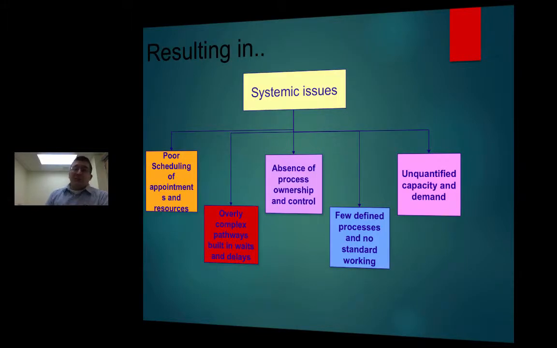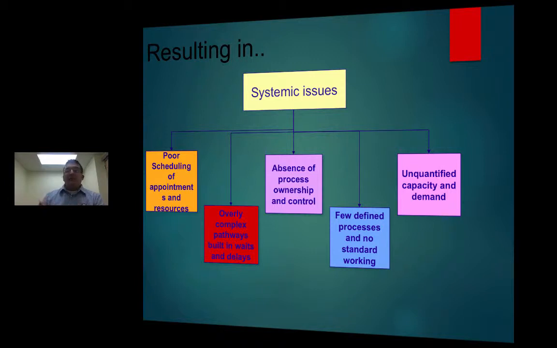This results in systemic issues. So when you don't control that variation, or at least look to limit it within the areas of your own processes that you can control, you begin to see systemic issues, like poor scheduling or appointment resources, or really complex pathways where you have delays built in, absence of process ownership and control, where you have some processes that everyone's like, what, it's not mine, I don't know whose that is, I thought this was this person's, well, this person was taking care of this.